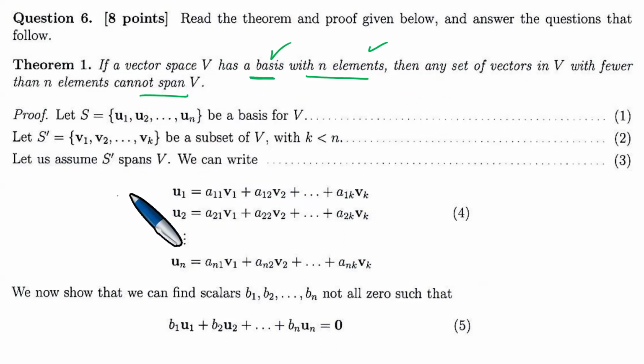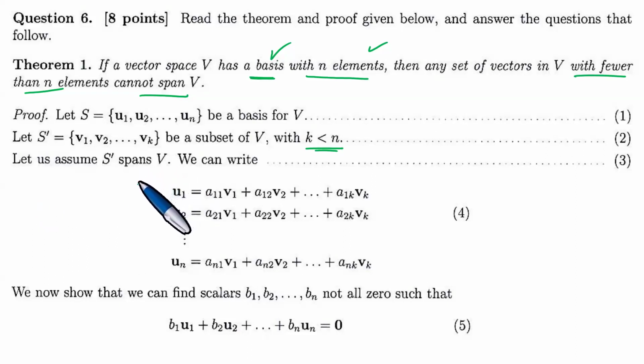Then any set with fewer than that. So now you need to say any set with fewer than n elements. So you take fewer, k. Now you say S primed is a set that has fewer elements, k of the vectors, such that k is smaller than n. So the set S primed has fewer elements, a subset of V with k less than n. Okay, let us assume that S primed spans V.